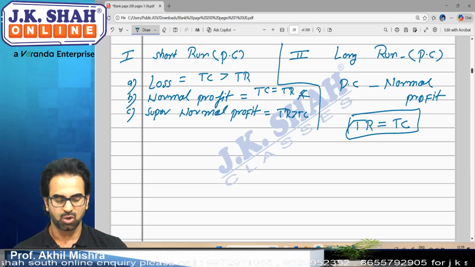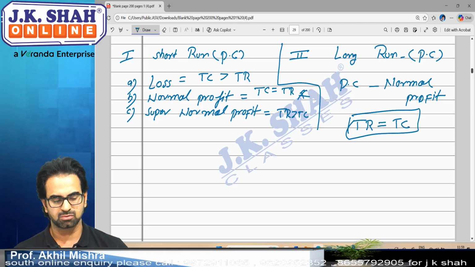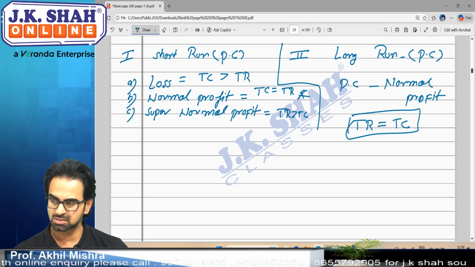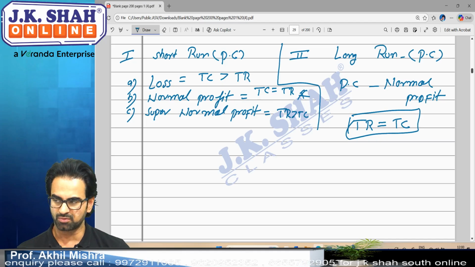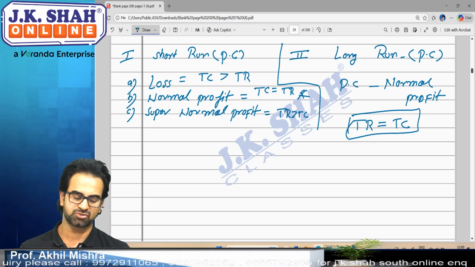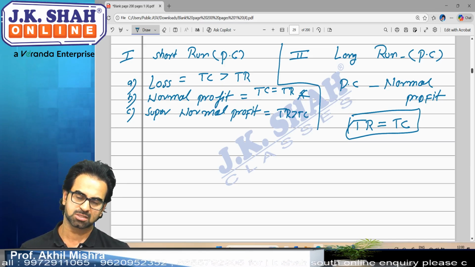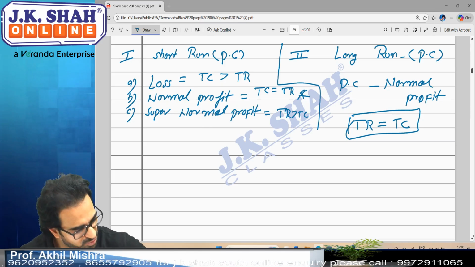So now it is time to make a diagram for loss, for normal profit, and for super normal profit. If we are making all three diagrams, it means we are talking about the short run, because loss and super normal profit are only possible in the short run. Long run only normal profit. So let's start with the diagram.